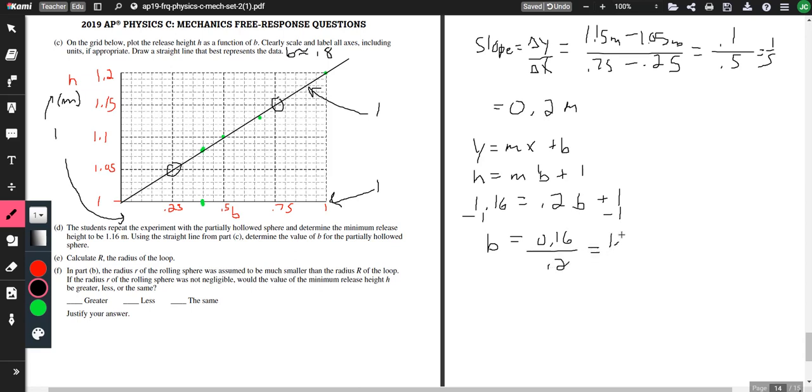So 1.6 divided by 2 gets me about 0.8. That didn't make sense with what I got here, so that's how I realized that this was not accurate at all. But you'll notice that I would have gotten the answer had I just read the graph. But again, that's not what they're looking for.